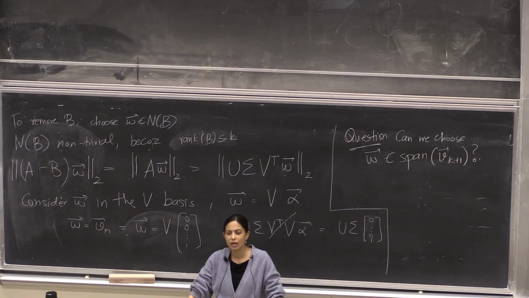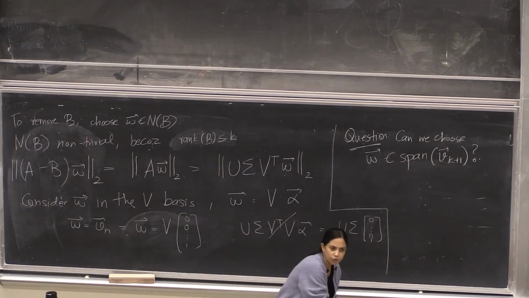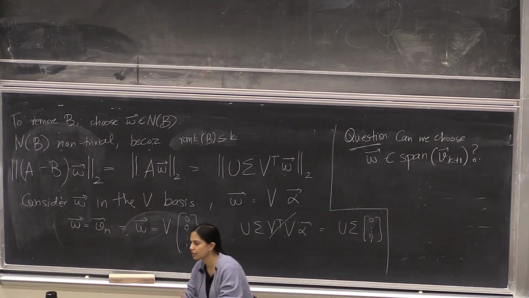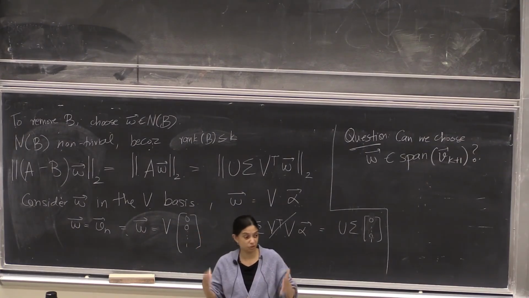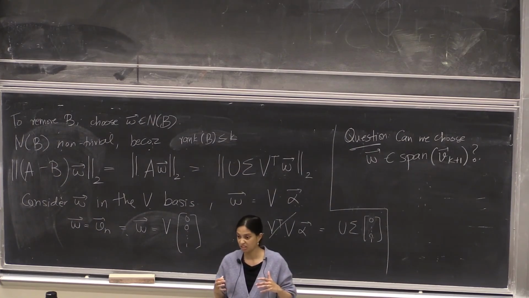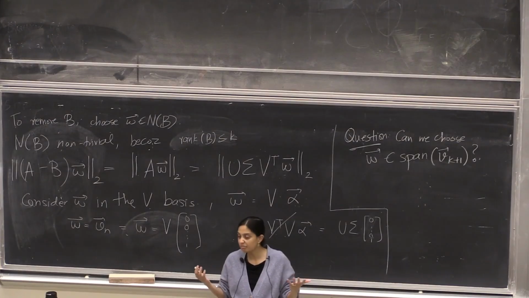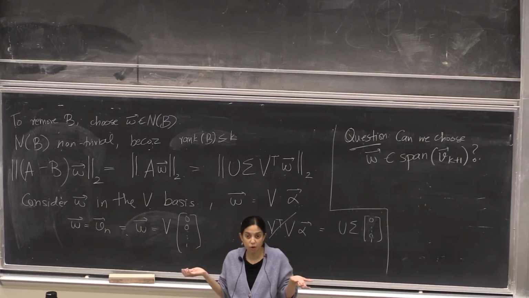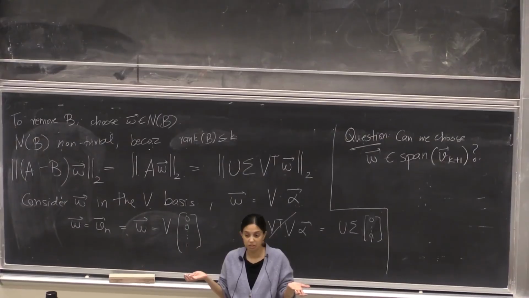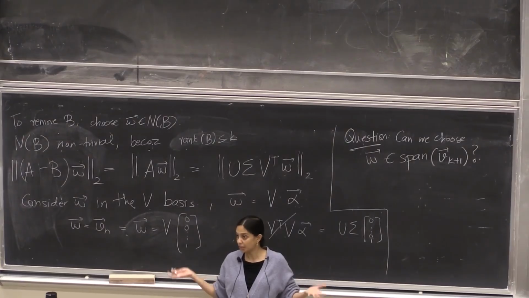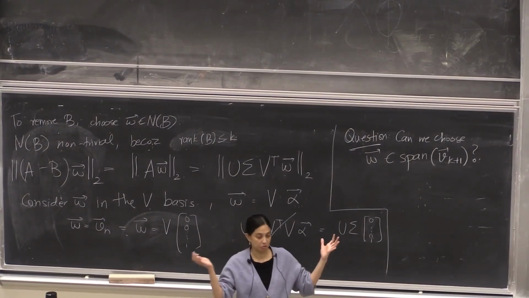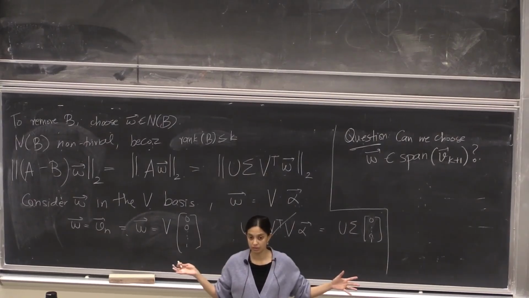So now, do we have a guarantee that there is a W that exists both in the null space of B and in the span of Vk plus 1? Like now we need this W to satisfy both of these things, right? Do we know that? Do we not know that? No. We don't necessarily know that this exists, right? These are two vector spaces. They might be completely disjoint from each other. We need to have something such that there's an overlap between these two vector spaces.